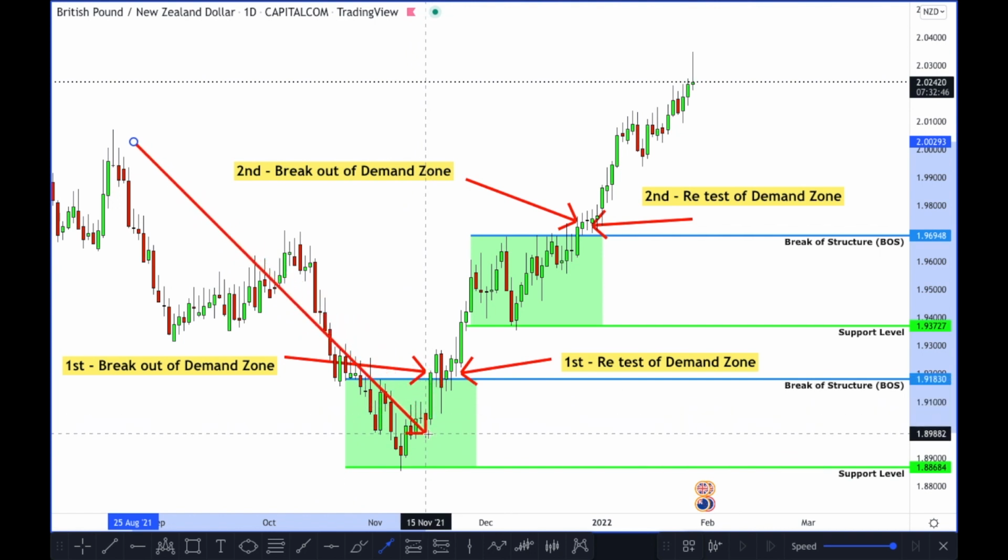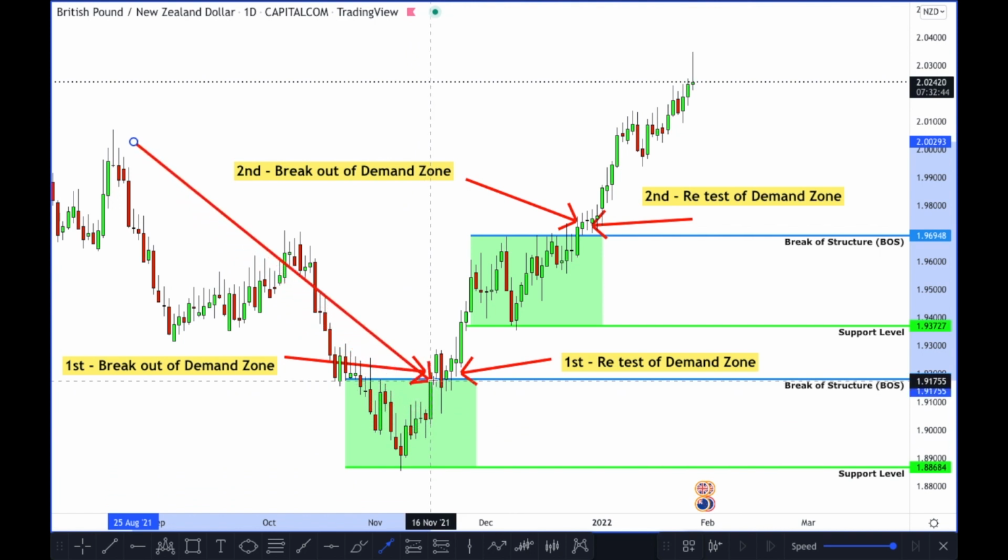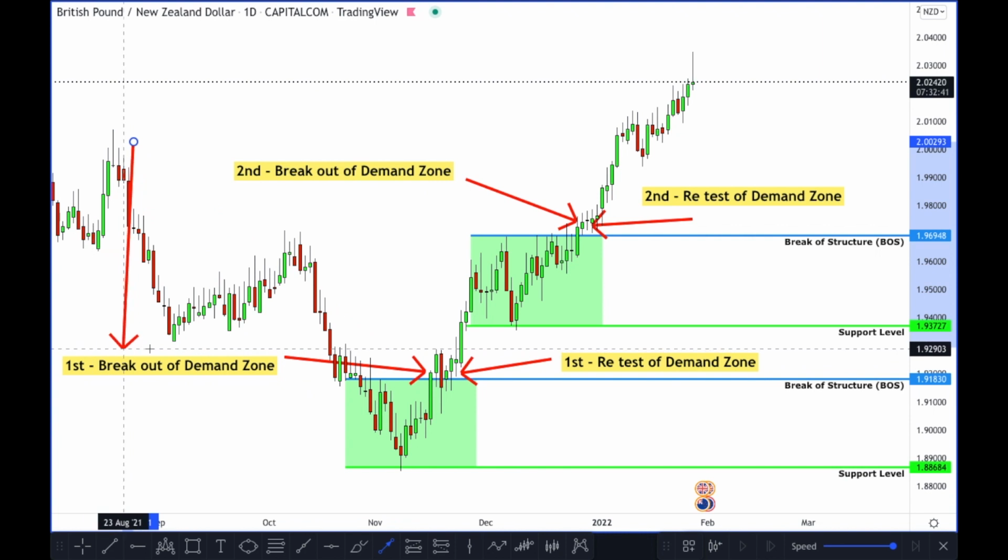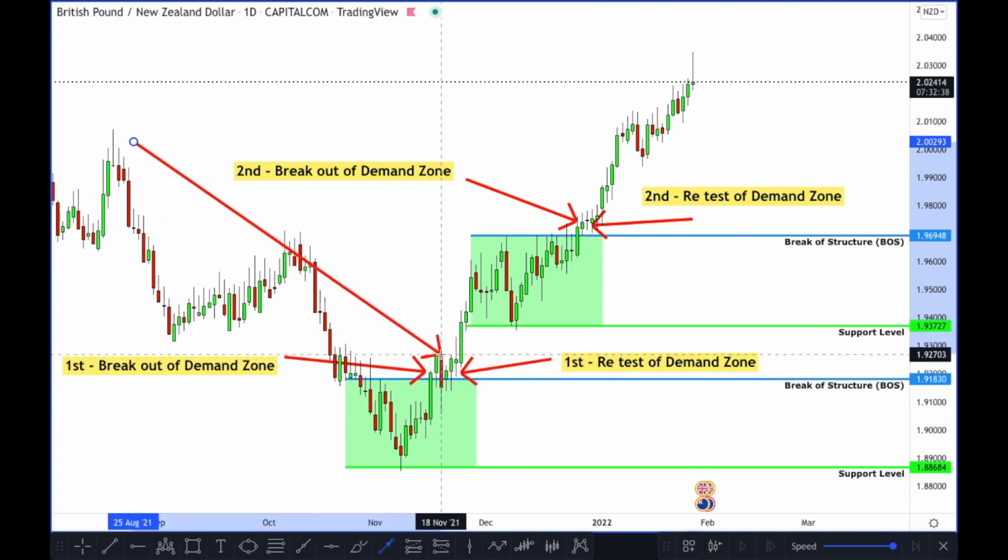So as soon as we see that the price has broken out of this level, straight away from there, we can see that this is where most traders would have tried to get in, on this next candle right here on the 17th of November.